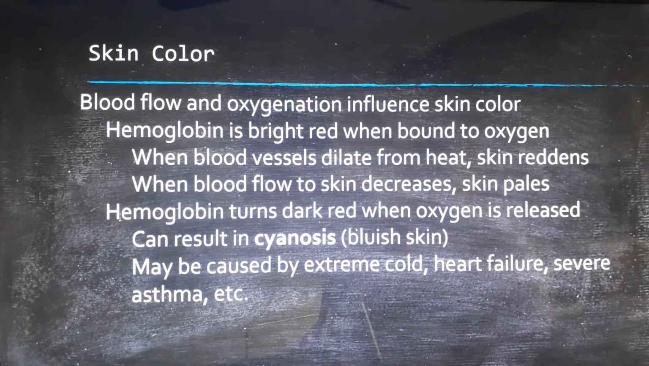All right, other things that can influence your skin color have to do with blood flow and how much oxygen is there. So there's a pigment in our blood called hemoglobin that never turns blue. Did you hear me say that? It never turns blue. It alternates between a deep wine color when it does not have oxygen to a bright fire engine red when it does.